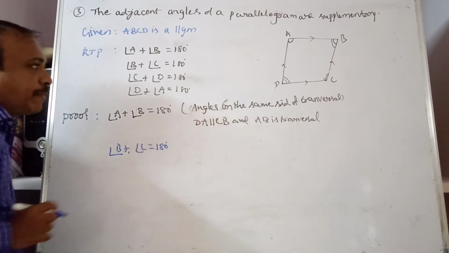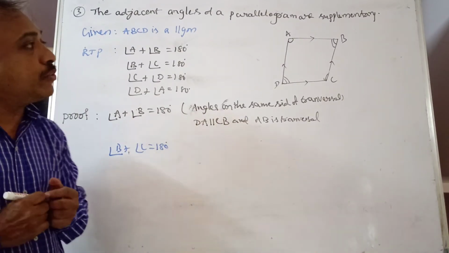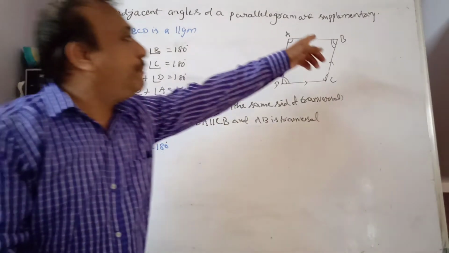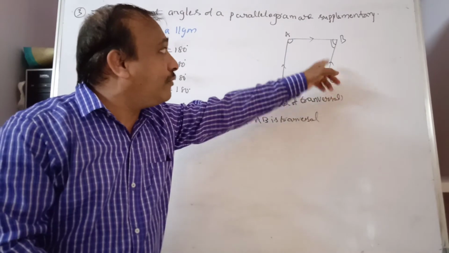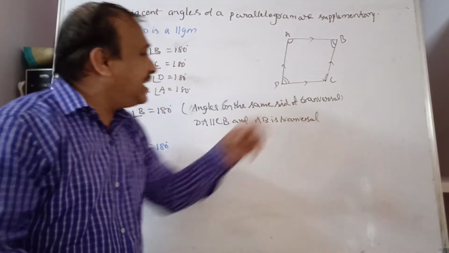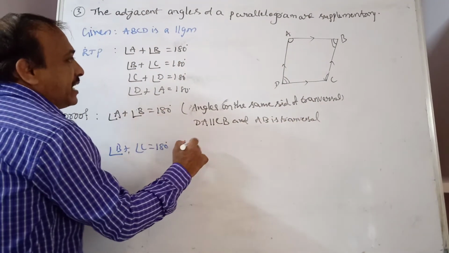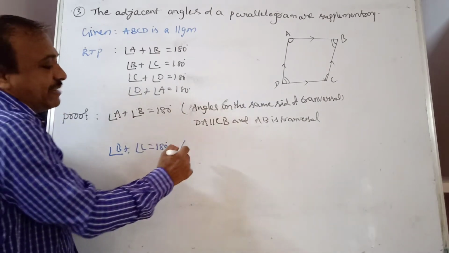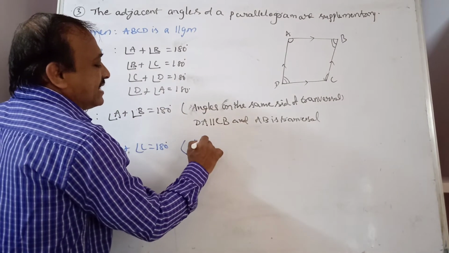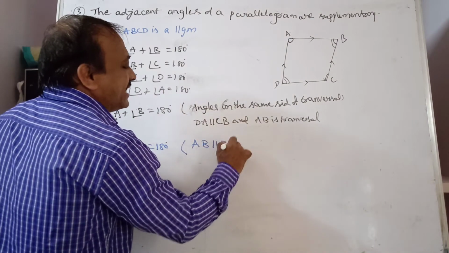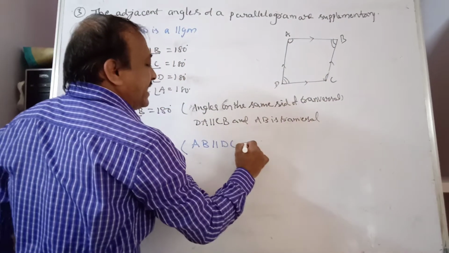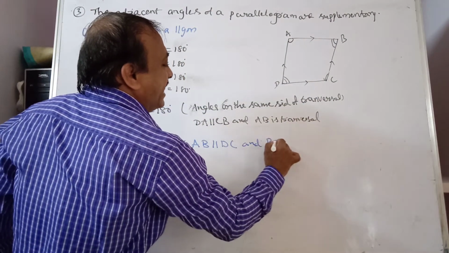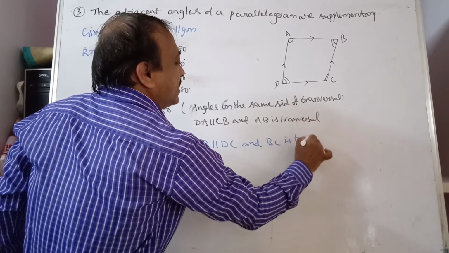180 degrees. Angle B plus angle C is equal to 180 degrees. How? Now which lines are parallel? You see, same reason, angles on the same side of the transversal. AB is parallel to DC, and BC is the transversal.